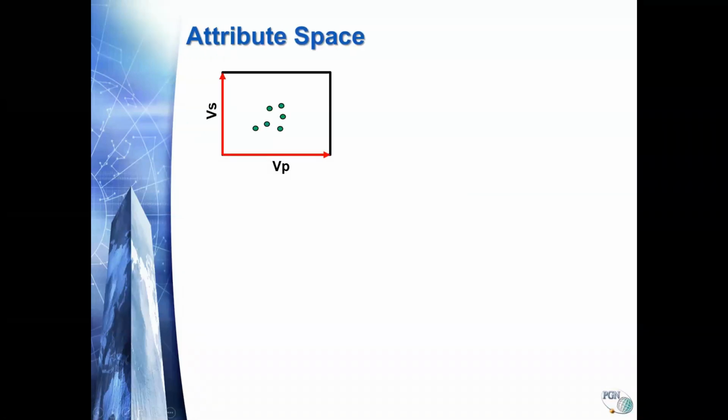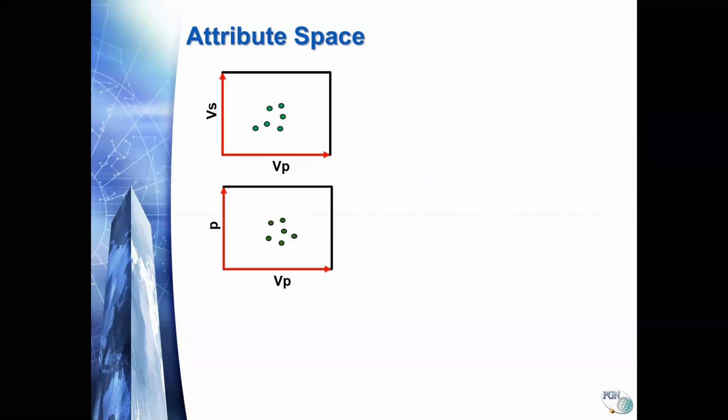Okay, finally, this attribute space. I just mentioned the cross plots that we have seen. Here we can see that we have a cross plot between p-wave velocity and shear velocity. This cross plot is basically a two-dimensional attribute space. Similarly, we can have a cross plot of density and p-wave.